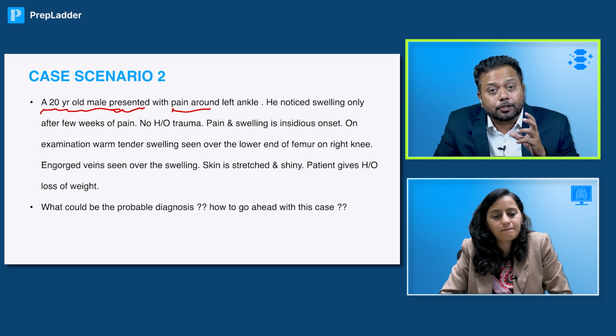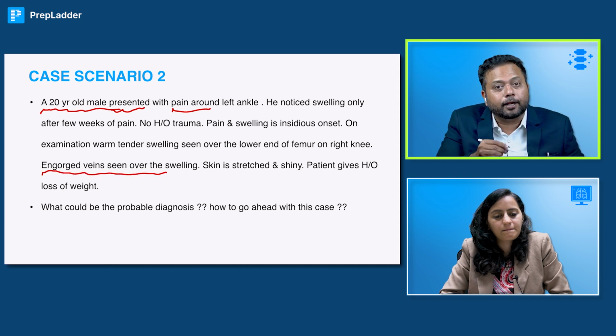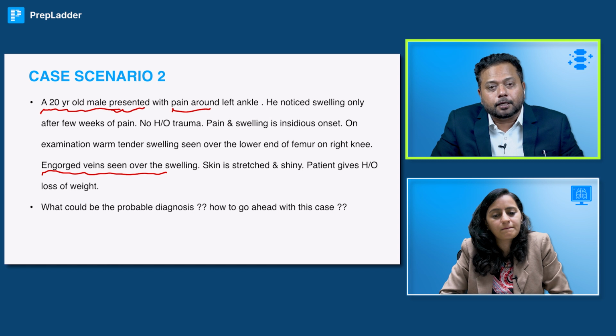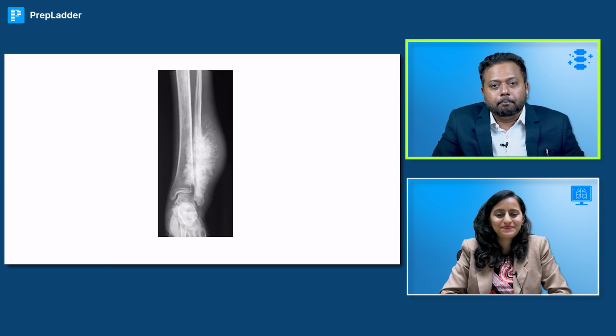Then on examination, it was a shiny swelling with engorged veins. This point is very important. Engorged veins. Then the skin is stretched and shiny. Patient loses weight. Cachectic symptoms are there. What could be the probable diagnosis? How to go ahead? I took an X-ray, and the X-ray picture is like this. Ma'am, please enlighten us with this X-ray.